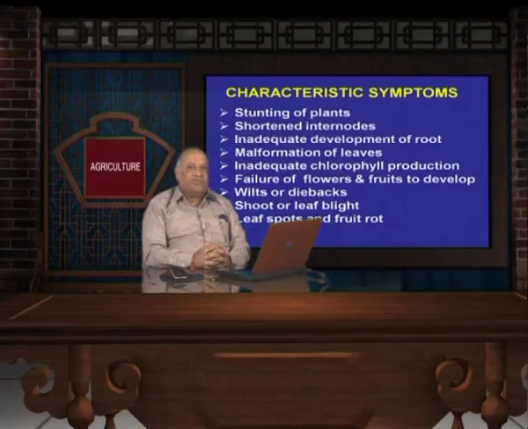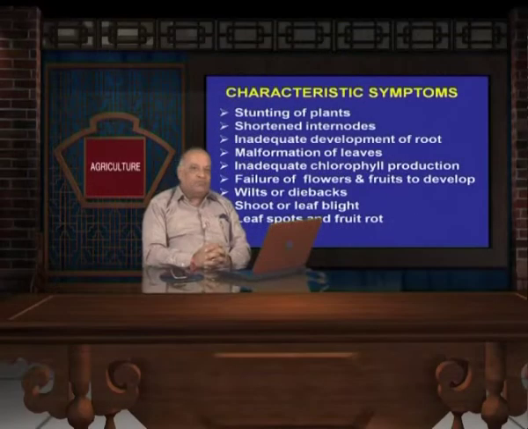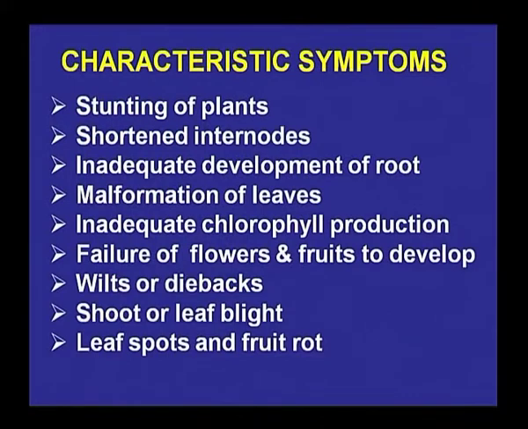Chlorosis is the main symptom observed, because affected plants show a deficiency of chlorophyll, or because of the disease chlorophyll is not formed in the affected plants. There is failure of flowers and fruits to develop; in diseased plants flowers do not develop, and if at all the flowers develop, the fruits will not be formed. Thirdly, wilts or dieback type of symptoms can be observed. Shoot or leaf blight can be observed. Leaf spots and fruit rots type of symptoms can be observed.